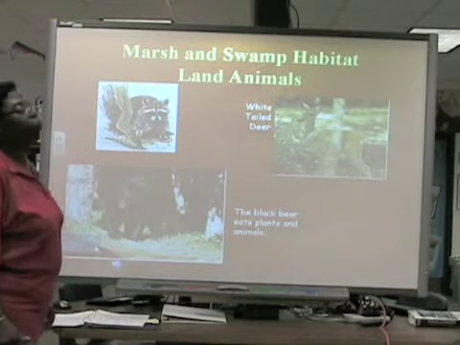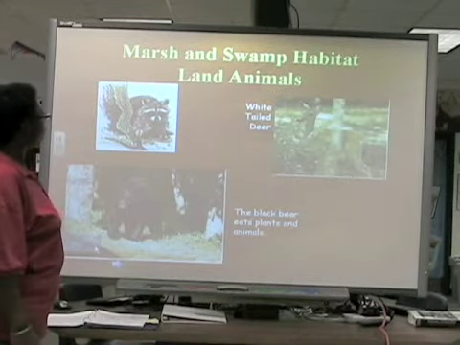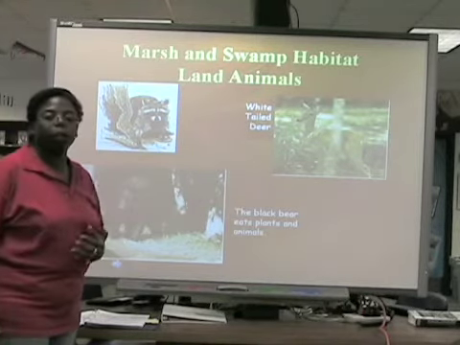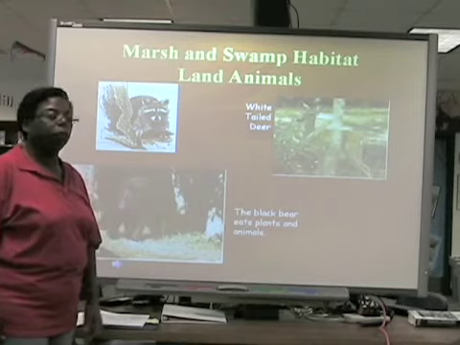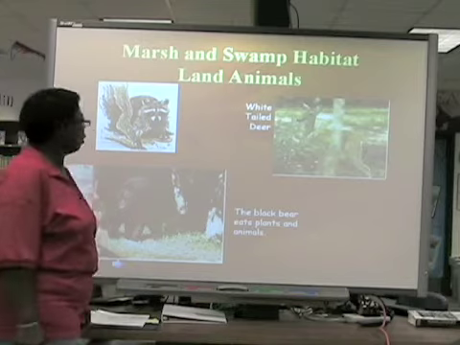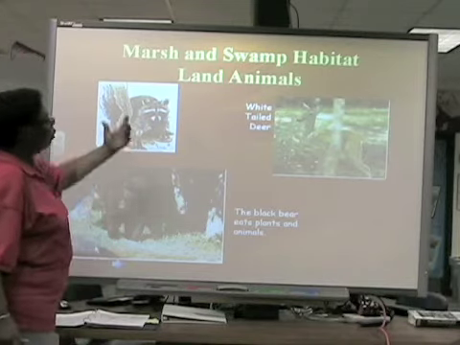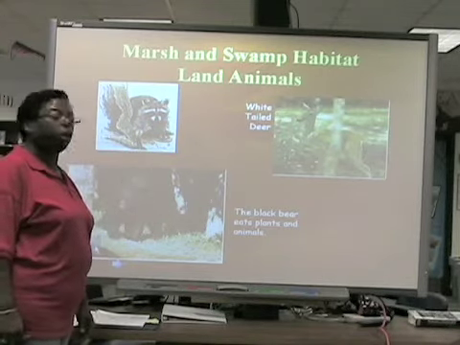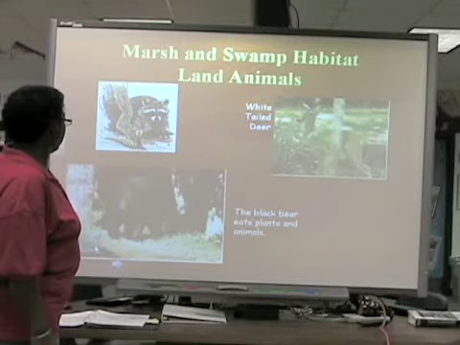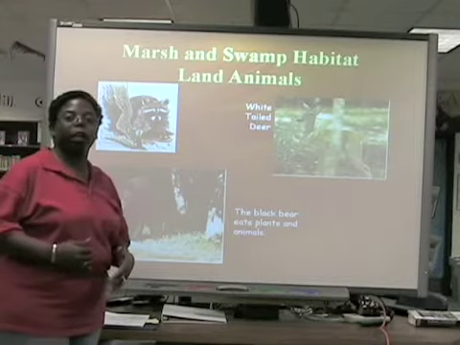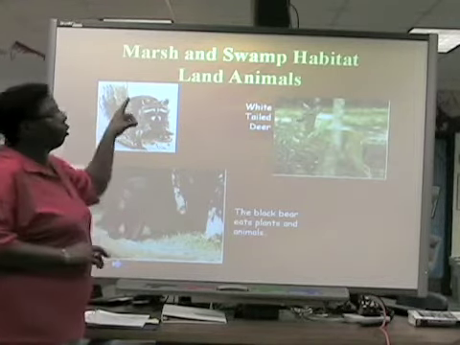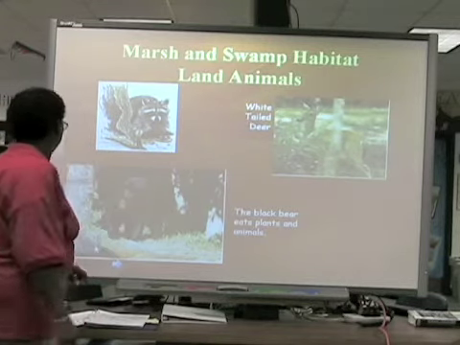Land animals in the marsh and swamp habitat would be white-tailed deer. So far, this deer has been in all three areas we've talked about in Georgia, the marsh and swamp, mountains, and the Piedmont. Got raccoons. That was also, I believe, in one of the habitats earlier. The black bear eats plants and animals. So not only do you find black bear in the mountain region and habitat of Georgia, you find them in the marsh and swamp habitat of Georgia.